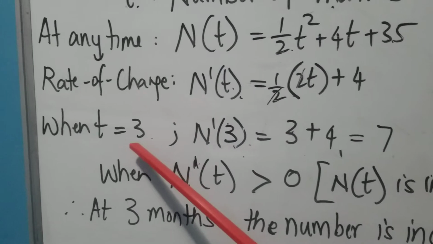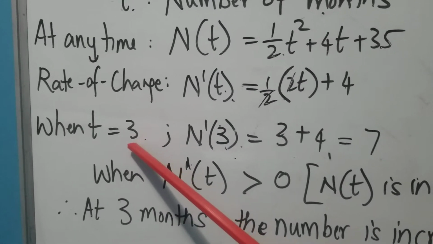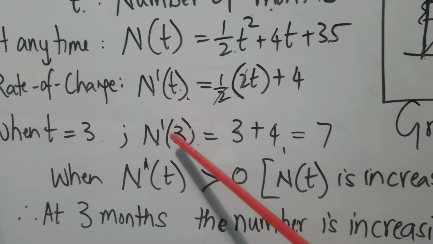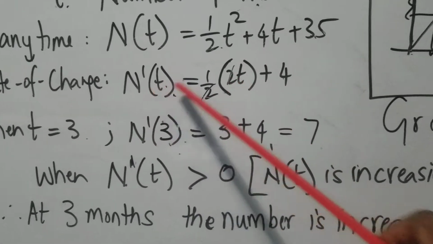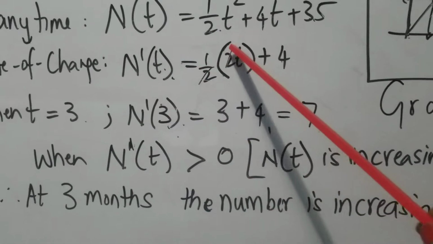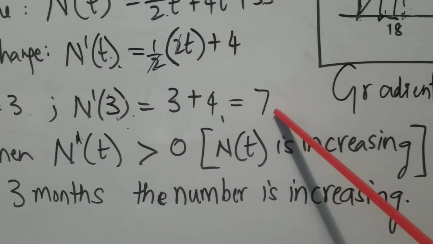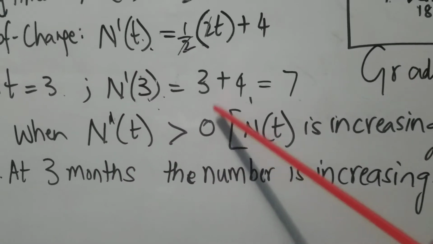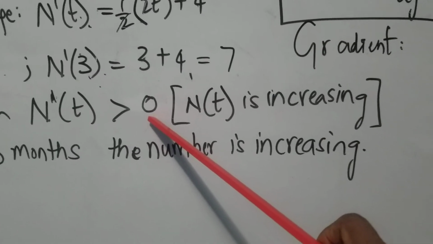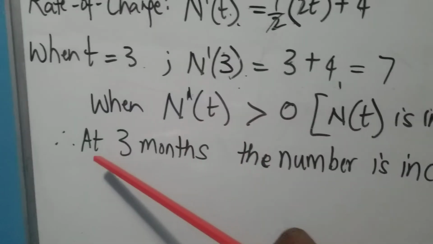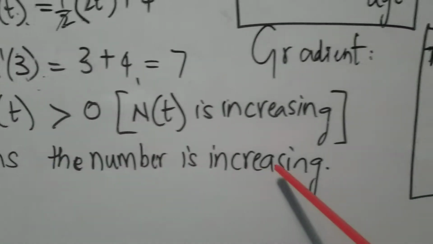Now, what is the rate of change when the month is t equals 3? We substitute into N dash of 3. We go back to N dash of t and substitute 3 wherever we see a t. So 3 plus 4 equals 7. And we know that when the derivative of a function is greater than 0, or positive, then the function is increasing at that point in time. So at 3 months, the number is increasing.